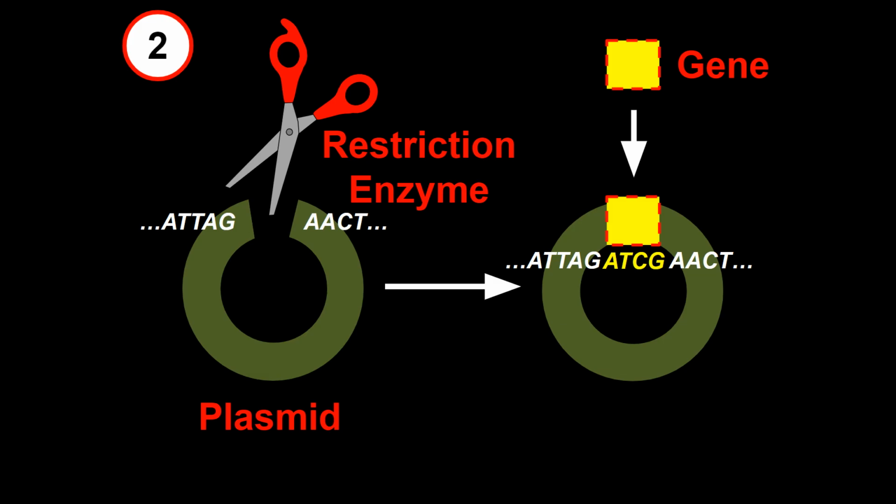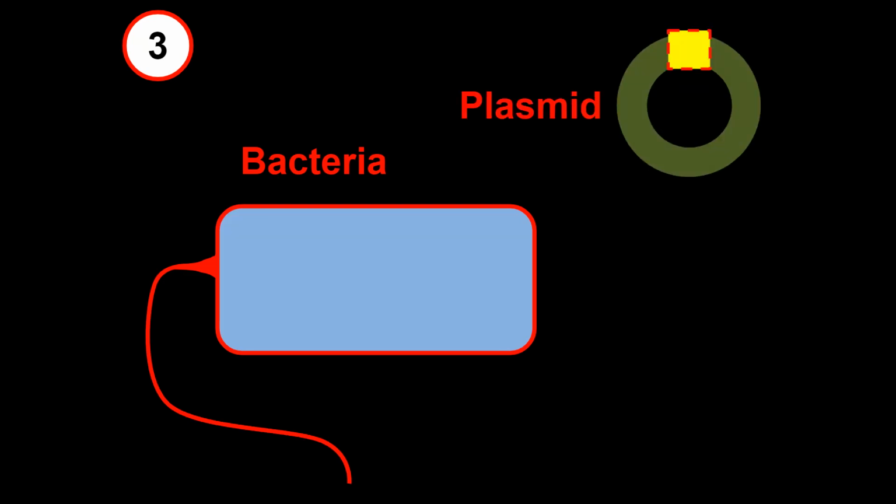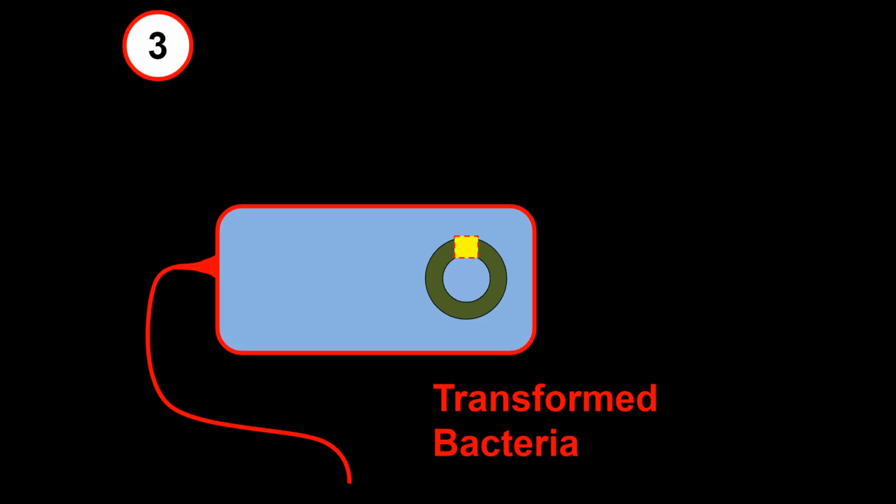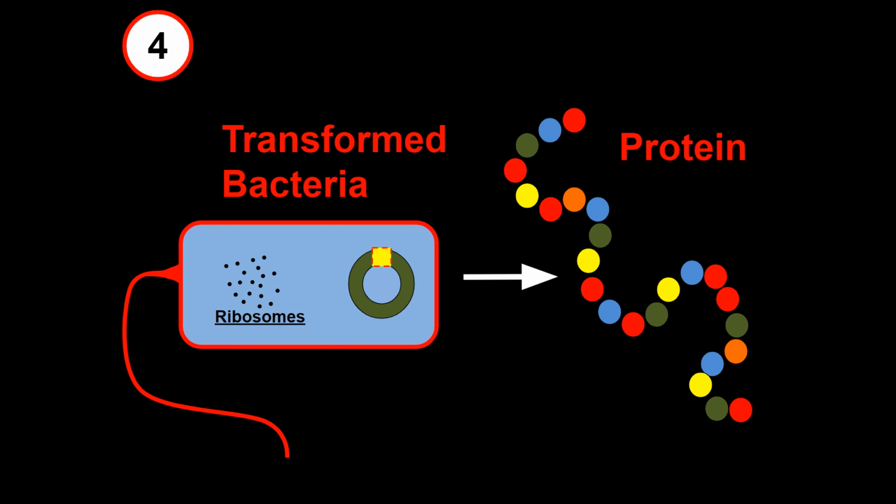So now it goes bacterial DNA, then section of human DNA, and then bacterial DNA again. If I can get that bacteria to take this plasmid in, I have now transformed that bacteria, and that bacteria can use its enzymes and ribosomes to transcribe and translate that gene into the human protein. So then I actually have these bacteria making human insulin, which you can bottle up and send out to diabetics.